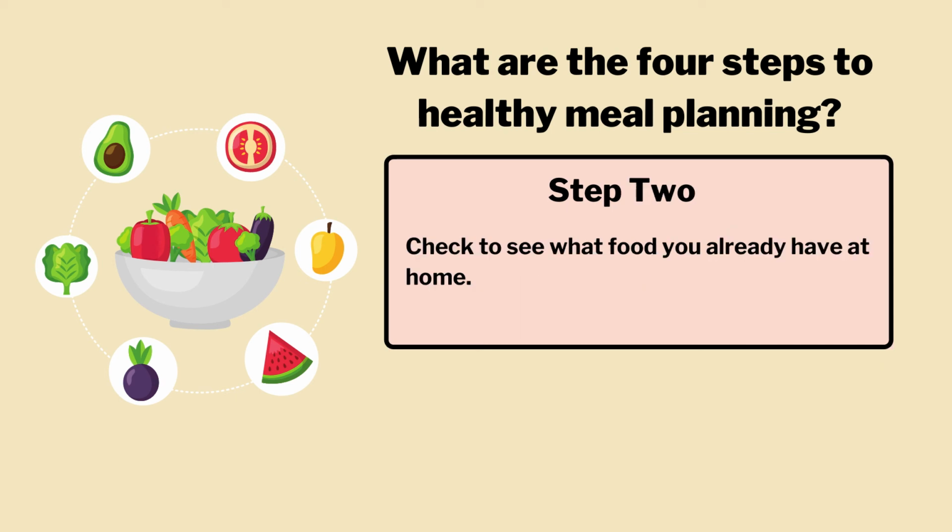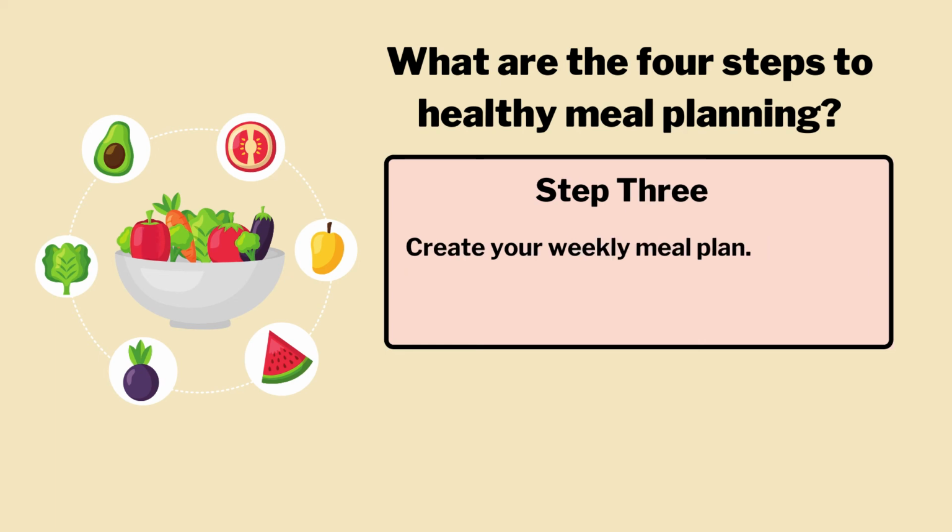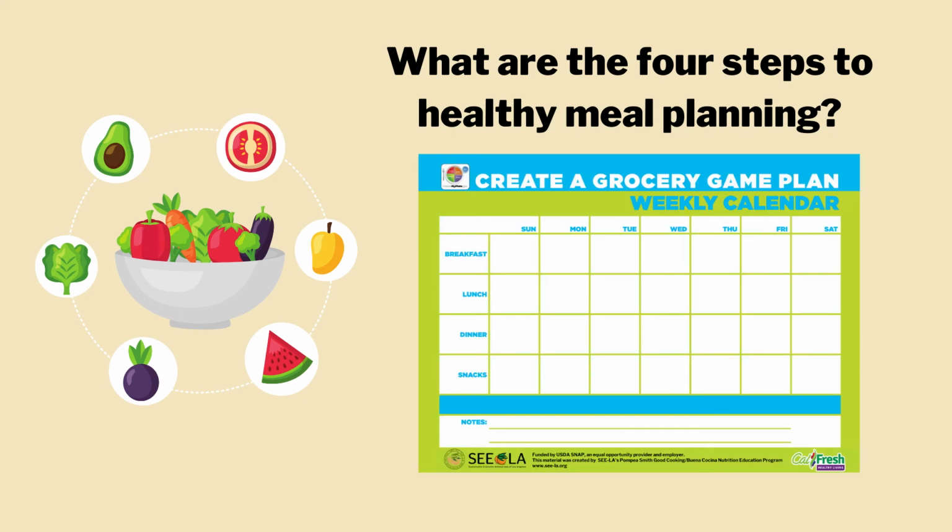Step 2. Check what food you already have at home. Remember to look through your refrigerator and pantry. It's easier to start creating healthier meals if you know what you already have available. Step 3. Create your meal plan. Use the handout to help you plan your meals. Use the notes section to write down the name of any ingredients or foods that can be used in multiple meals.